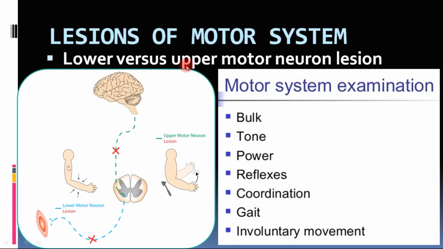Okay, so to understand the manifestation of the motor system in hemisection or in any other motor neuron disorder, we have to understand what is lower motor neuron and what is upper motor neuron.